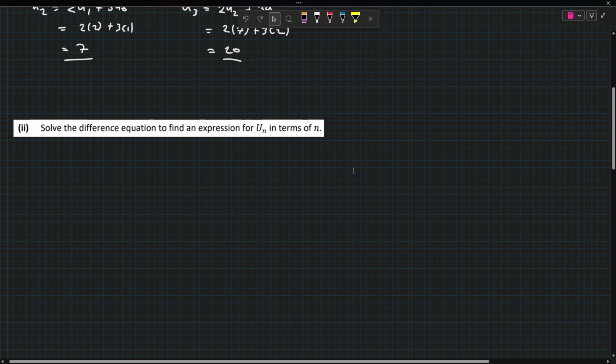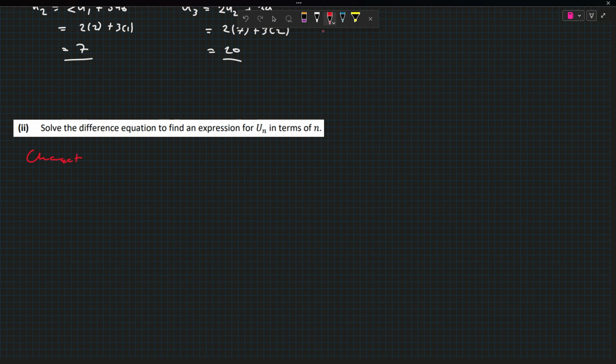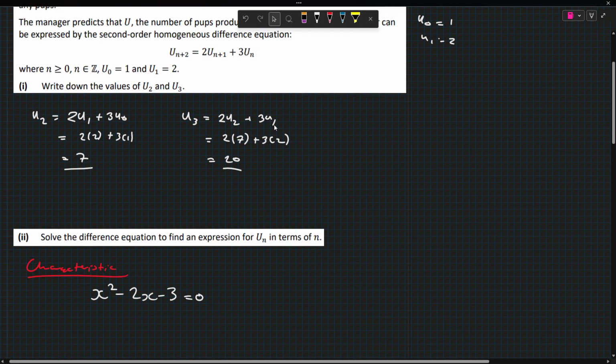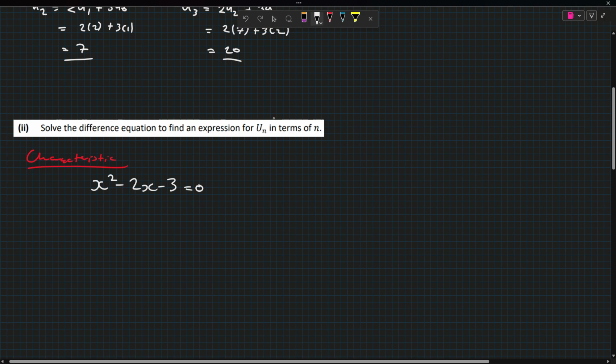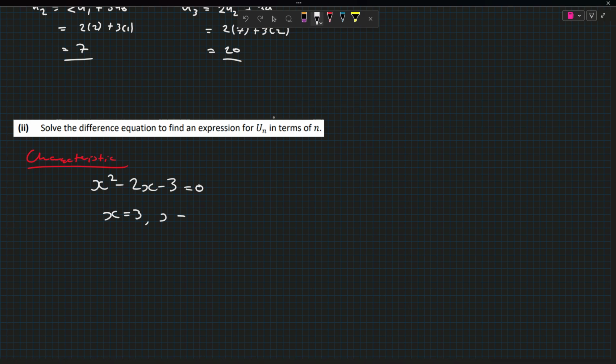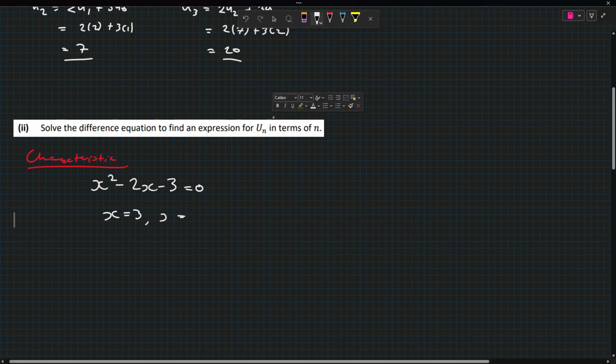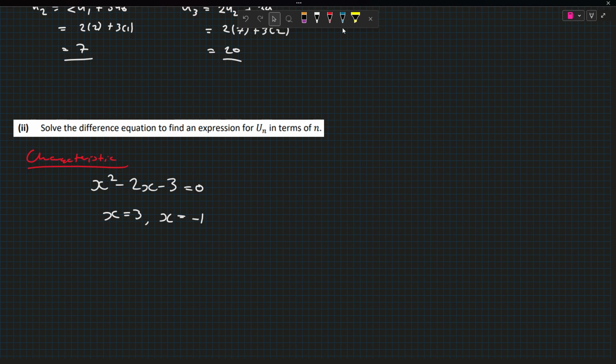Now we're told to solve the difference equation for un. So the first thing we have to do is find the characteristic, which would be x squared minus 2x minus 3 is 0, moving everything to one side. So we get that x is 3, or x is minus 1. So because these are two distinct roots, we have to use theorem 1, which means that the solution to our difference equation is going to be L times the first root to the power of n plus m times the second root to the power of n, just making sure to put the minus 1 in a bracket.